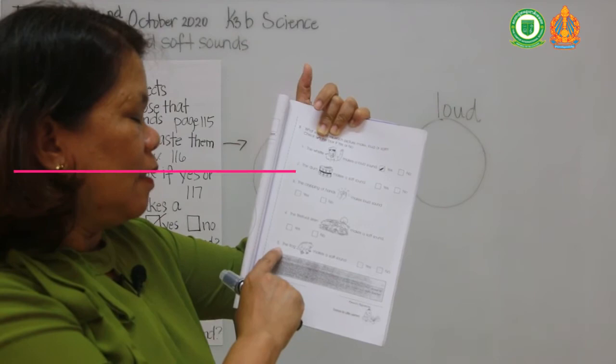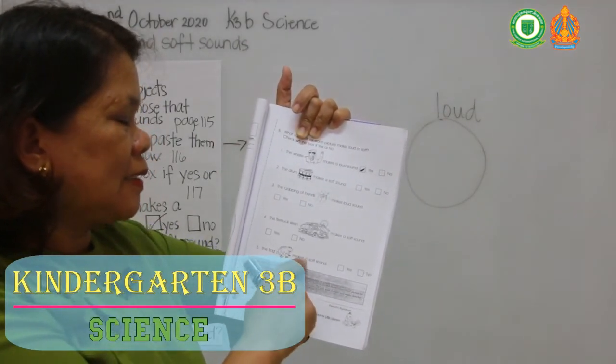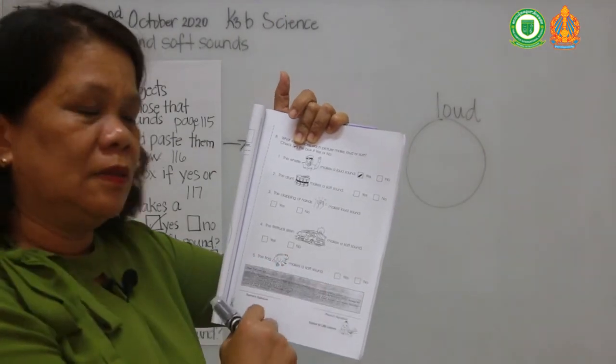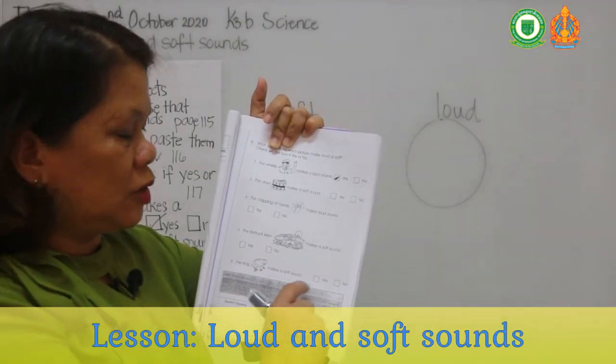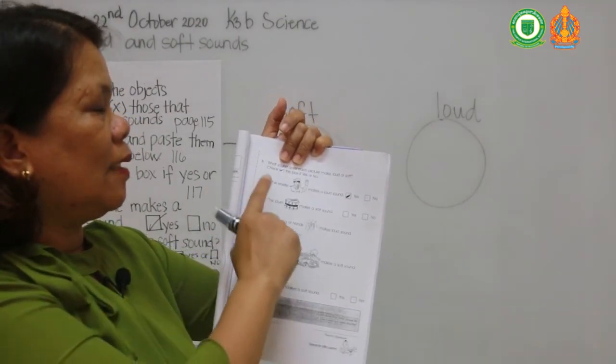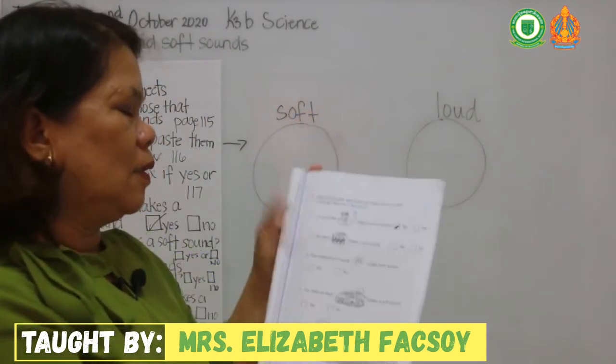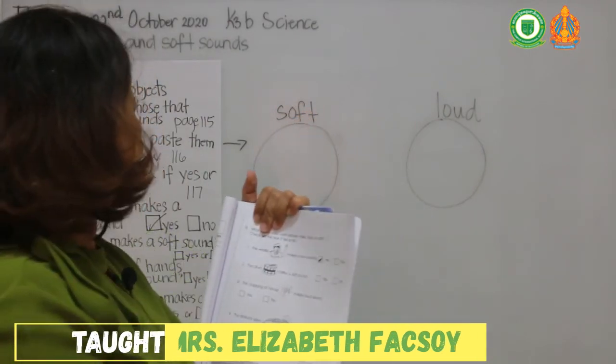Number 5, the frog makes a soft sound. Yes or no? Are you going to check yes or no? So, you are going to check if the box is yes or no. You have to read first, okay? So, I will read it for you.